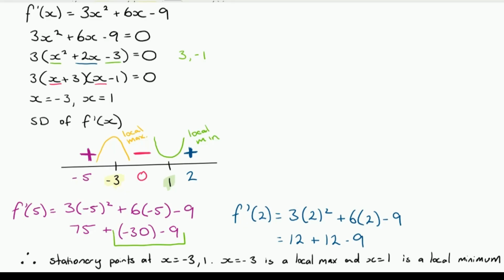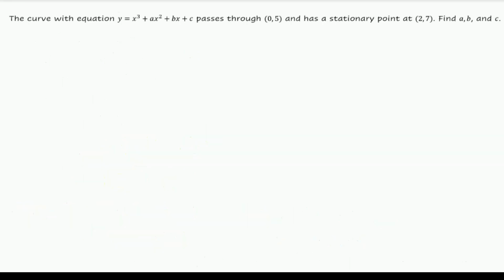Alrighty, now we've finished the question, so we're going to have a look at our next example. This example asks us to find a, b, and c of this equation, y is equal to x cubed plus ax squared plus bx plus c. And we've been told that it passes through (0, 5), and that it also has a stationary point at (2, 7). So the first thing we're going to do is write down some of the key bits of information that we have.